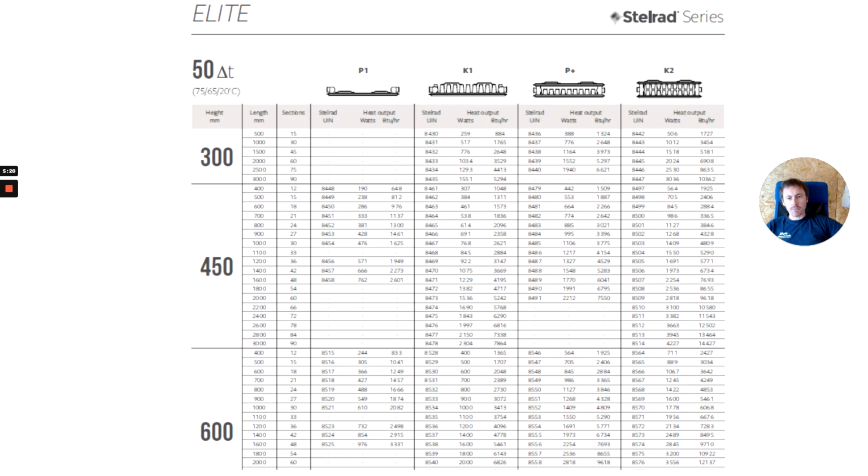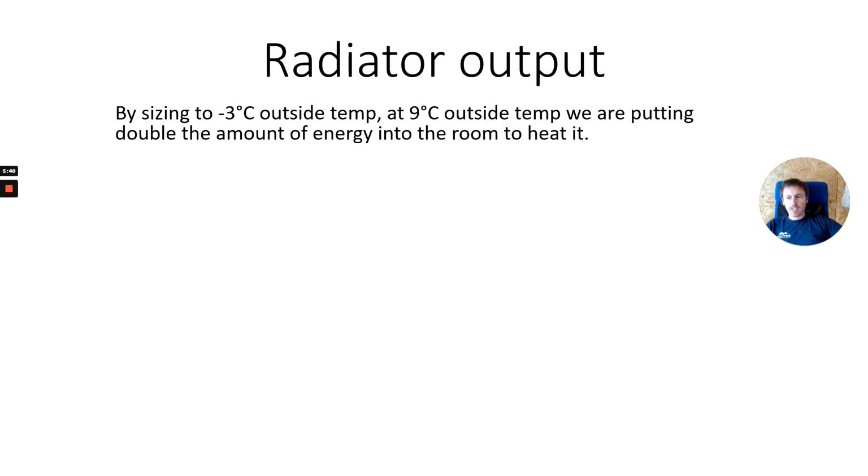So radiator output, and have a look at our radiator sizing presentation so you understand radiator sizes. But if we were going to pick a radiator for that room at our design temperature of 50 mean water to air temperature, we'll pick a 600 by 600 K2, 1067 watts output from that radiator. By sizing to -3 outside temp, at 9 degrees outside temp, we're putting double the amount of energy into the room to heat it.